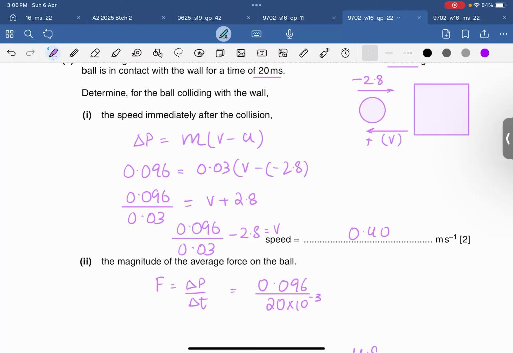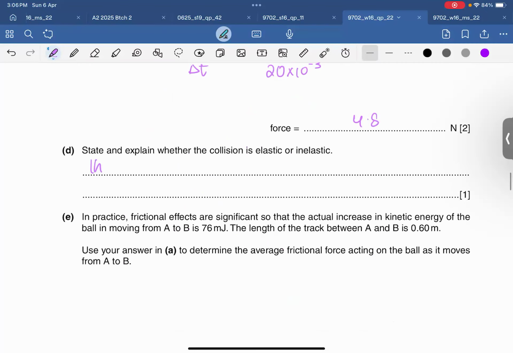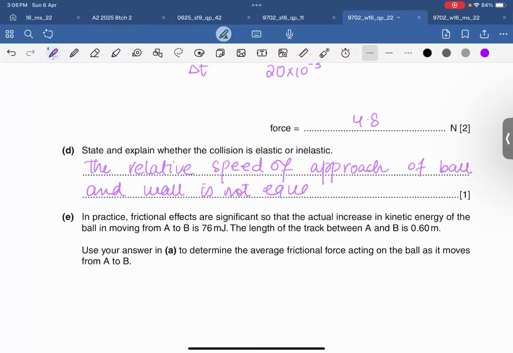So zero, you can say that the relative speed of approach and the relative speed of separation are not equal. So that is why, आप ये कहोगे कि भाई, the relative speed of approach of ball and wall is not equal to the relative speed of their separation. सही हो गया?